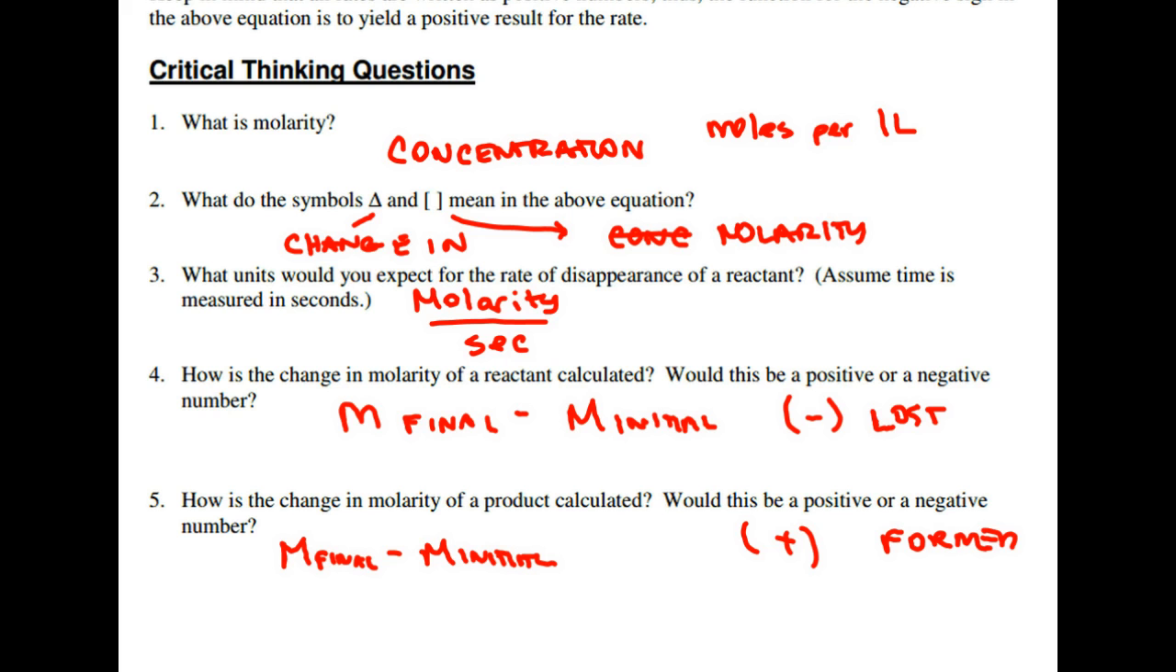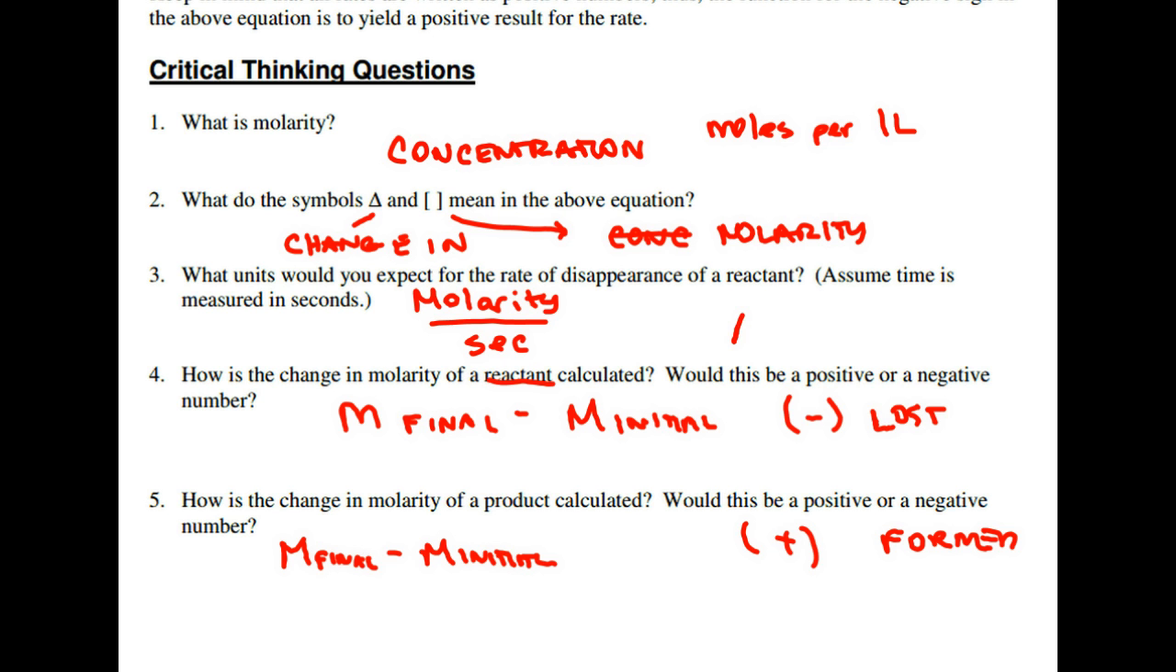And for number 4 and number 5, the change in molarity would always be M final minus M initial, and that would be based off the time. So the time that is furthest away is the one that's the final, and the molarity that's corresponding to it. For number 4, this number would be negative because we're talking about the reactants.